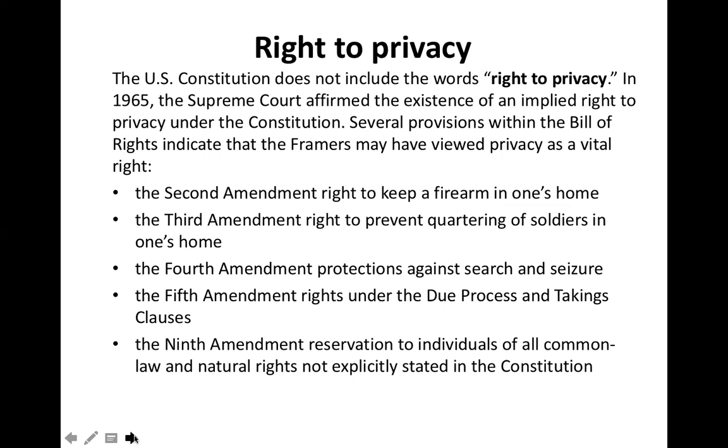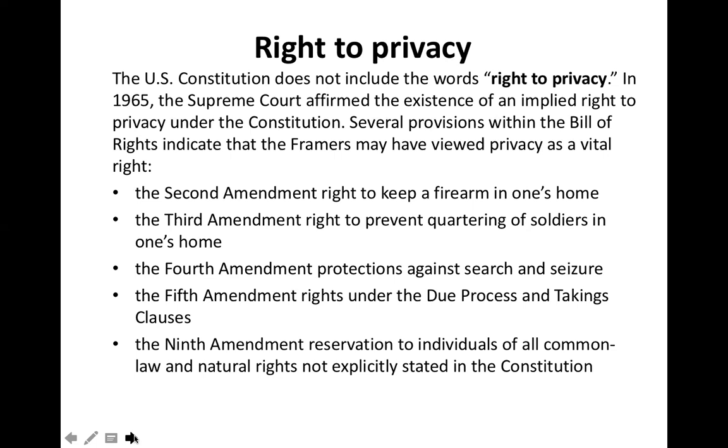There's still provisions that, over the years, the interpretation has been that maybe we have a right to privacy. Thinking about you can keep a gun in your house. We don't want to force you to house people. You have protection against unreasonable searches and seizures. You have due process and the takings clause. So they're trying to say that, if you really look at it, there's an implied right to privacy. So, take that for what it is. It's not something that's been actually given. That's actually been decided for us through case law.